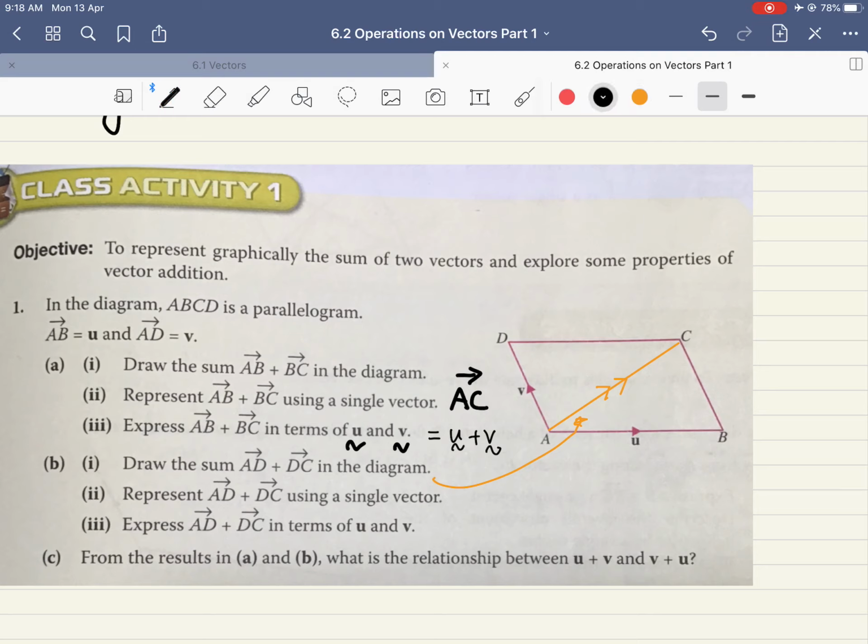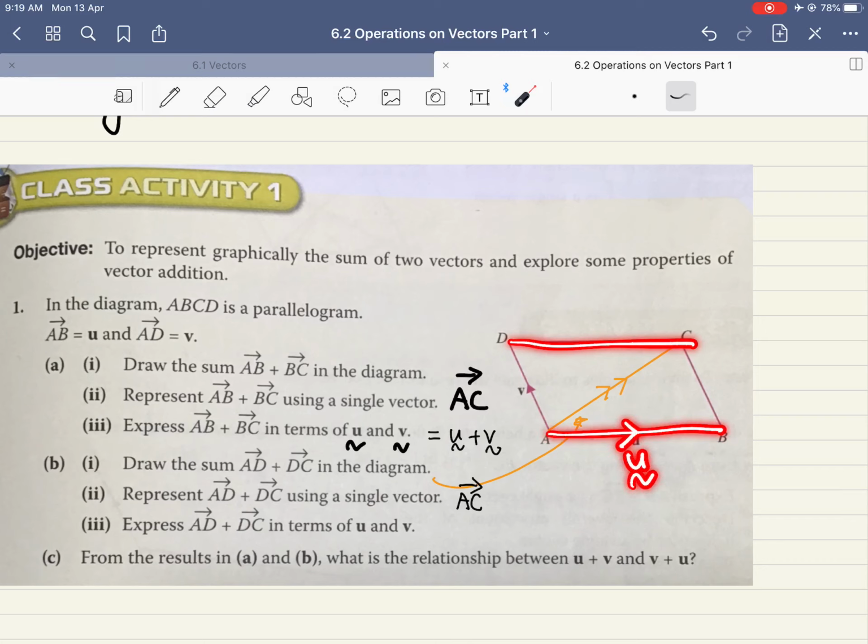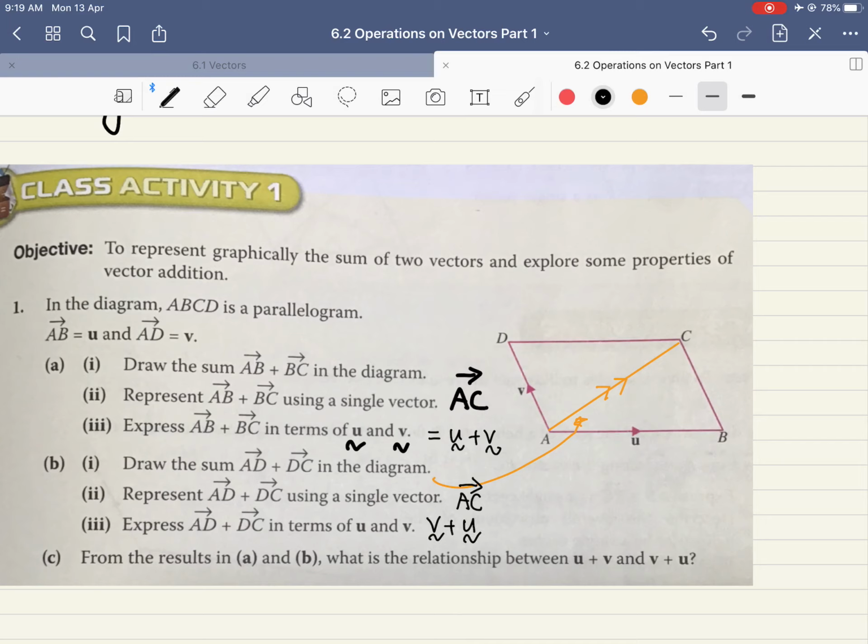Now, represent AD plus DC as a single vector. Notice that in this case the vector is AC. It's the same as what we did in part A. So AD plus DC: how we're moving here is from A to D, there's vector V. D to C is vector U. Why is it vector U? Because DC and AB are equivalent vectors, so if AB is U, DC will also be U as well. Therefore, I say that AD plus DC will be equal to vector V plus vector U.